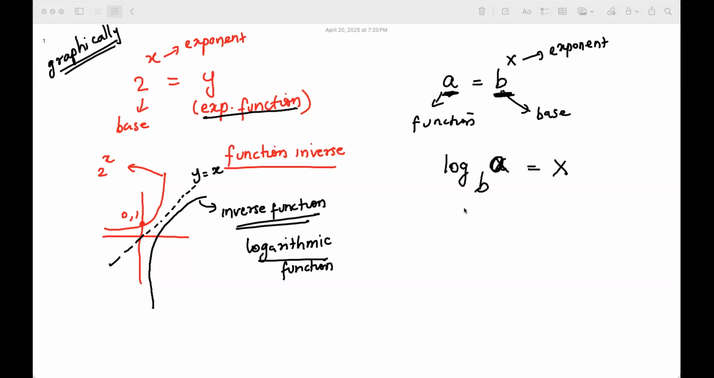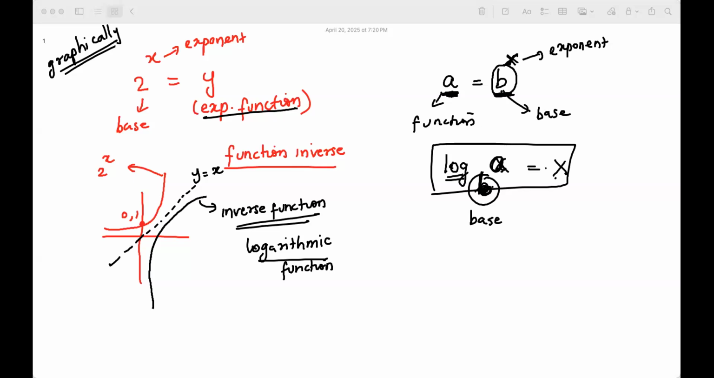Any questions here? Meaning, how did I change it? I made sure my base remained the same. Logarithmic functions have a base too. This is called the base. The base remains the same. The logarithm of this a, which was the y value in the exponential function, will be equal to the exponent. Make sense? So this represents your log function, which is the inverse function for the exponential function. Any questions here?